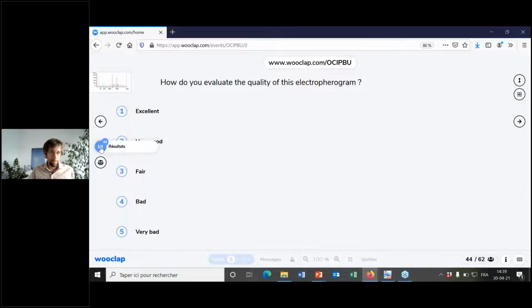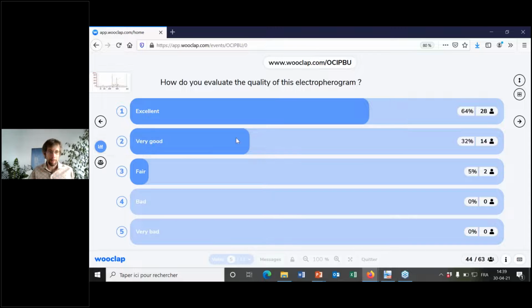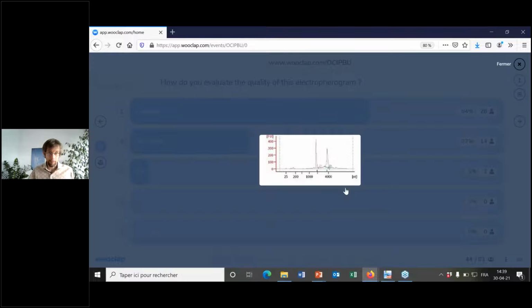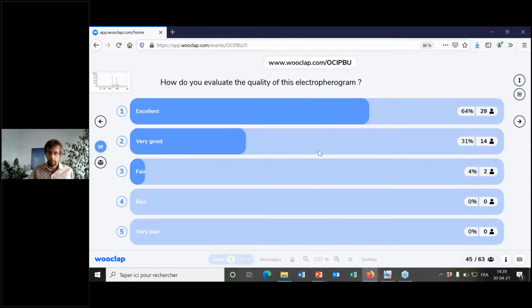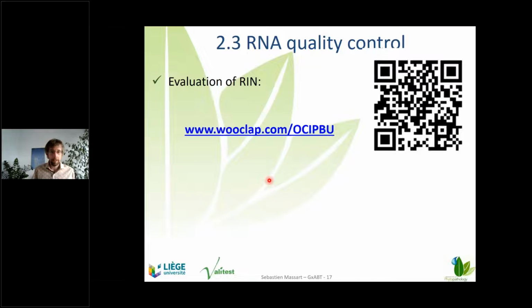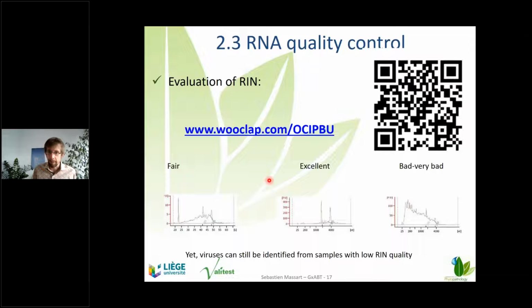Okay, let's have a look. Excellent or very good? Indeed, we have an excellent RIN, because we see very well the 2 ribosomal RNAs. The only drawback is that usually the longer RNA should be higher, but it's a good level. So let's go back here. Indeed, we have fair, excellent, bad, very bad.